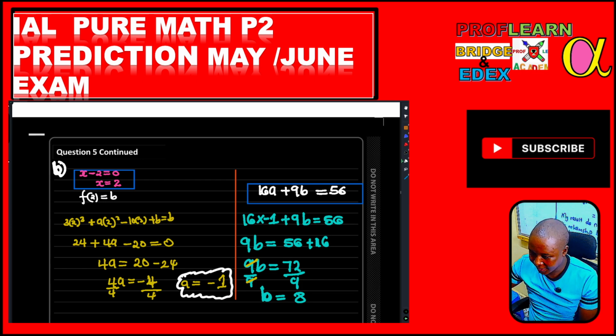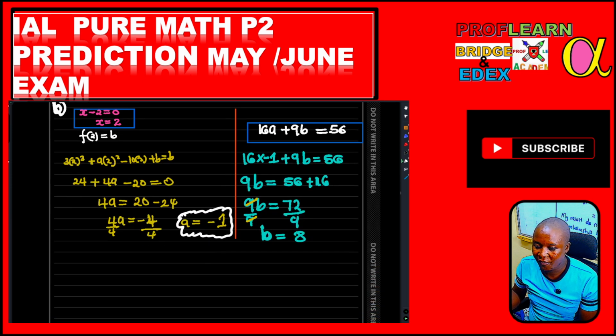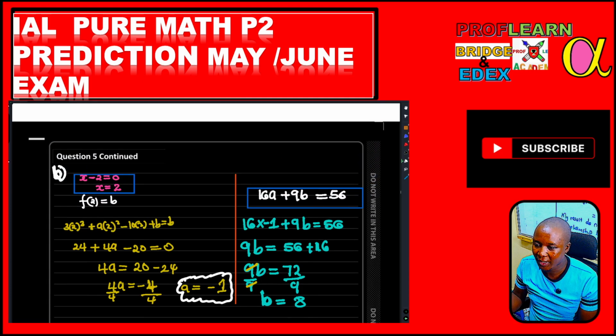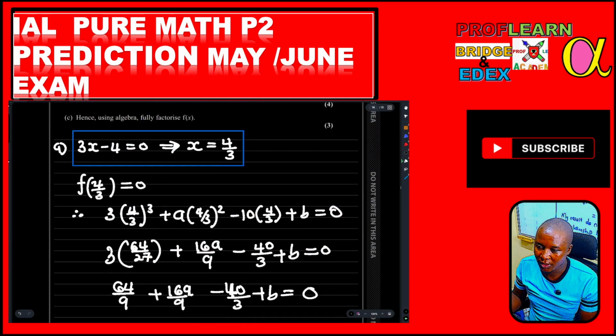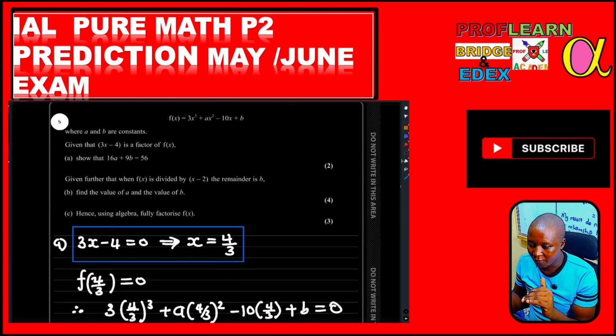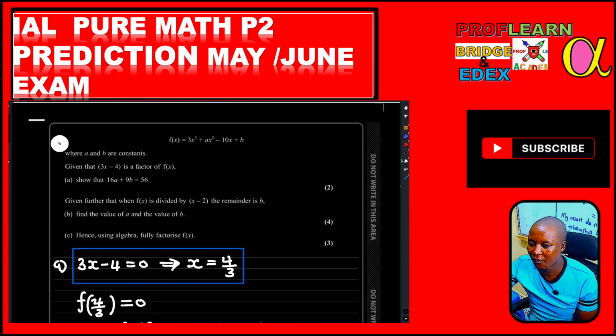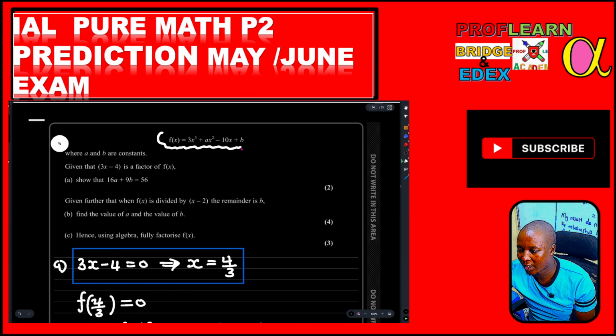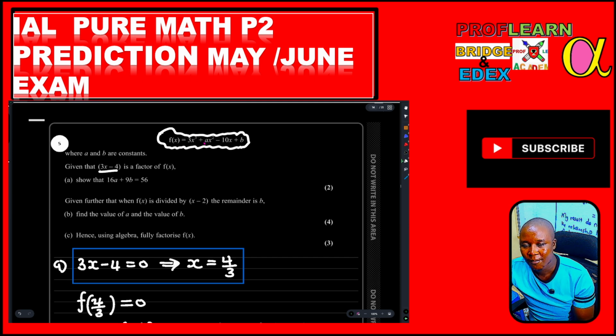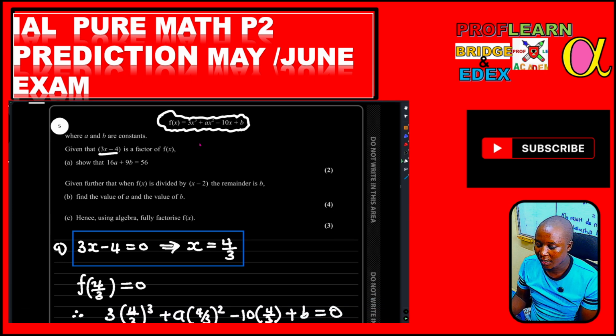If you have gotten that, now let us see which other question follows. The question that usually follows here is that you are told to fully factorize f of x using algebra. Already we have the value of a and the value of b for this function. Since we were told that this was a factor, we can use long division to get the quadratic form of the equation, which we can factorize again and then get our final answer.